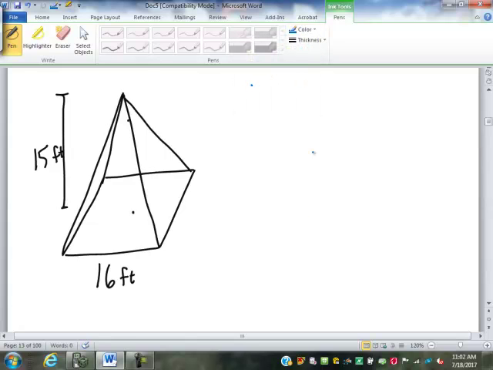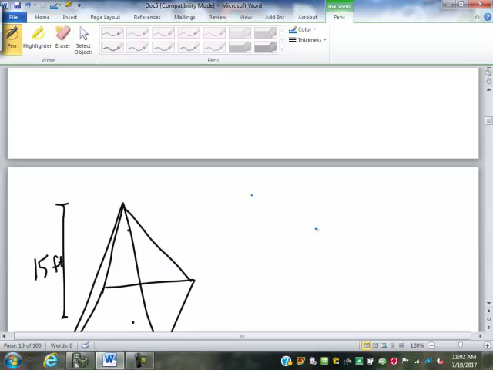For volume, just like with area, we related everything back to a rectangle. Let's try to relate the volume of our pyramid to the volume of a box.